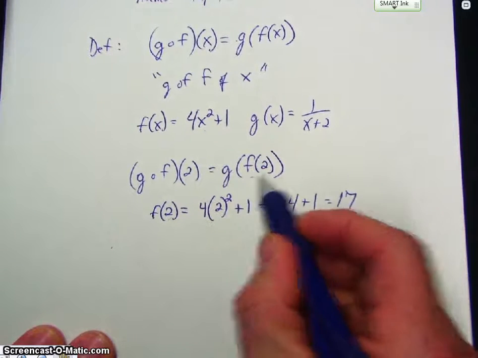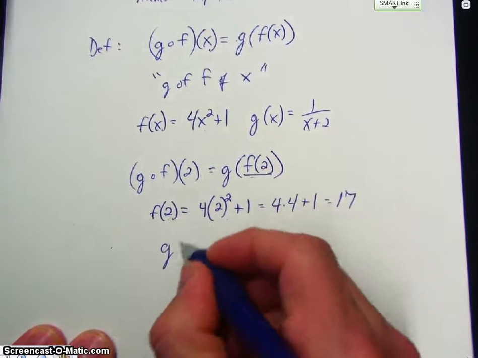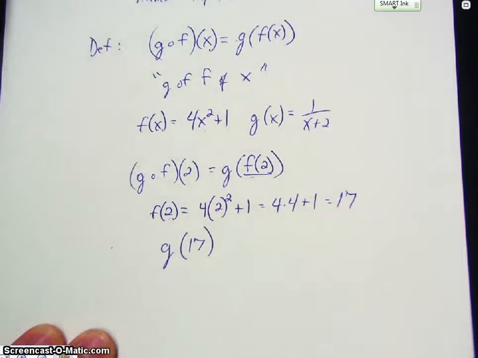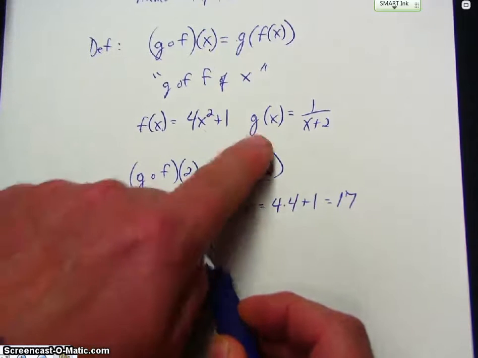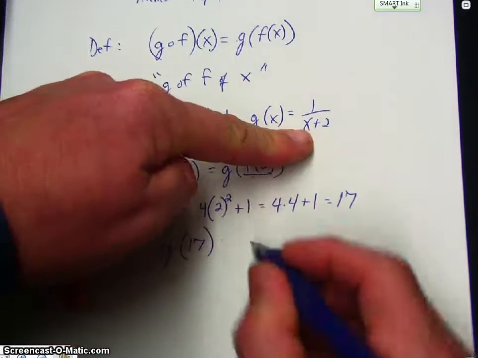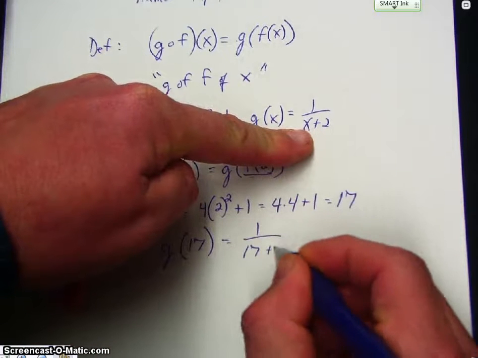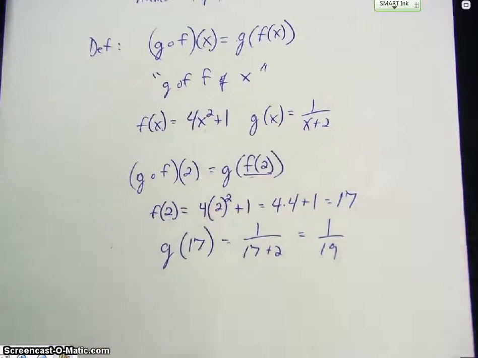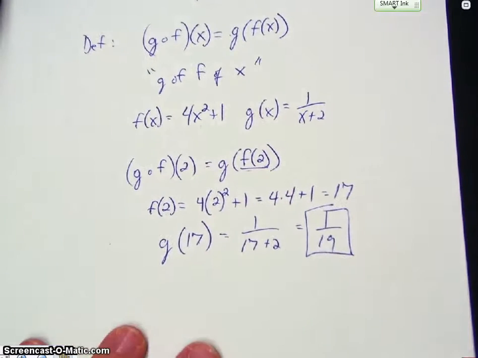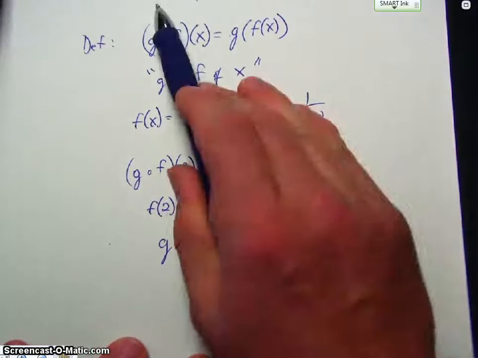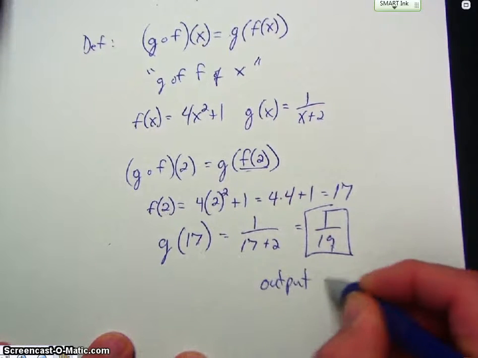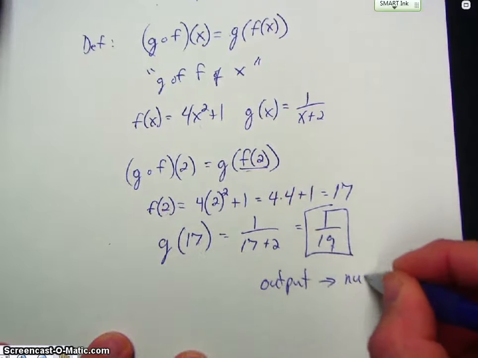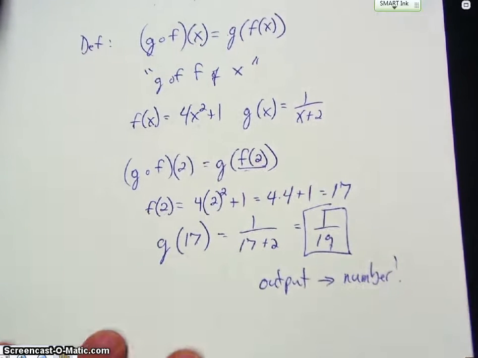Now I have that value, so I can replace this with 17. Now I take 17 and plug it into the function g. I'm going to plug 17 in for x here. So this becomes 1 over 17 plus 2, 1 over 19. So there is your value. When you have a number input, your output is also going to be a number. That's what composition of functions is.